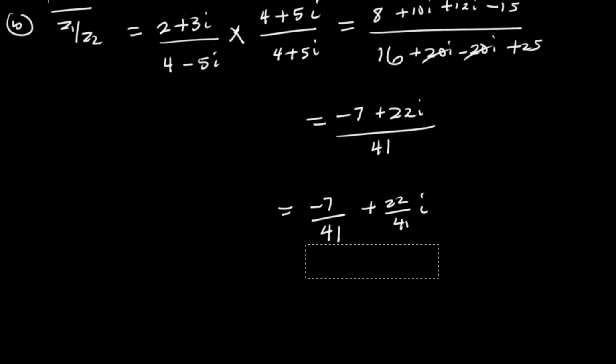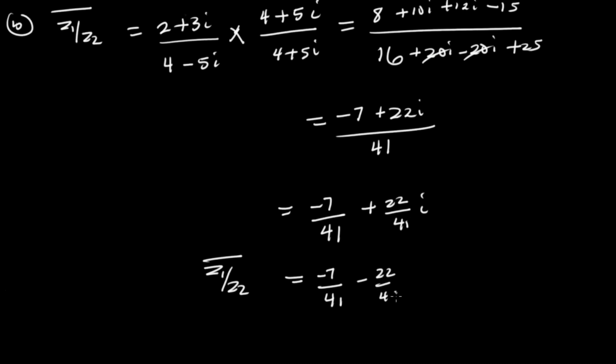If you recall what we have to find, it's not only z1 over z2, but the complex conjugate of z1 over z2. So finding the complex conjugate, meaning turning this to negative, we have minus 7 over 41, minus 22 over 41 i. And this is the complex conjugate of z1 over z2. So as I was saying, the key takeaway is that the real part of z1, in this case, will be 2. So that's that concerning the complex conjugate.